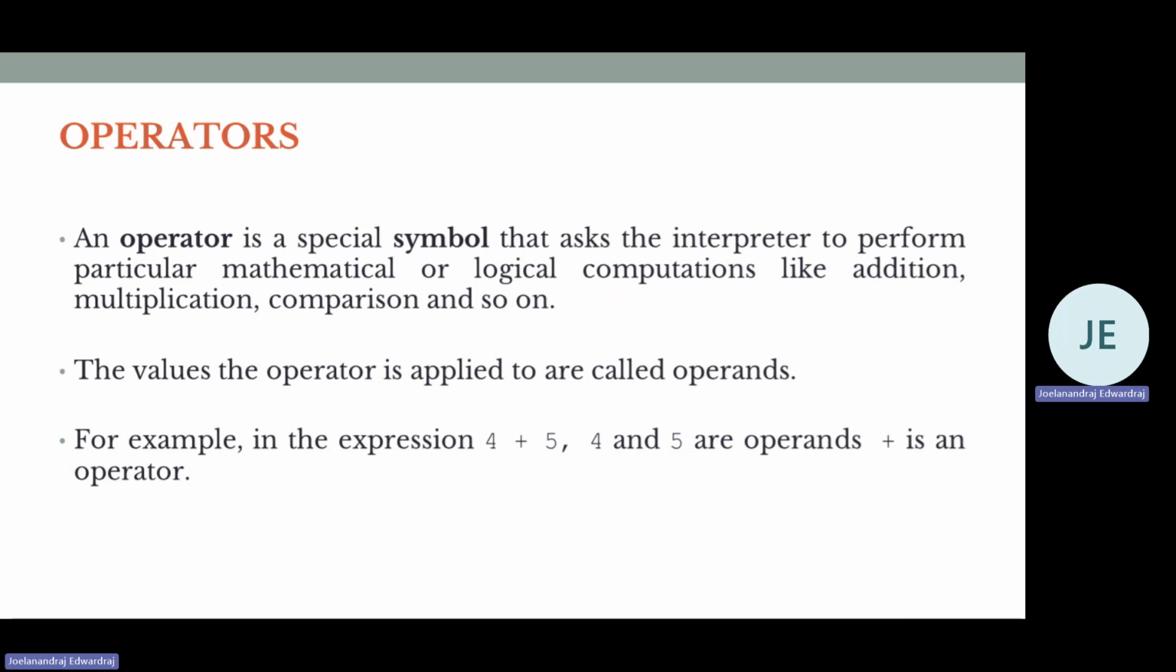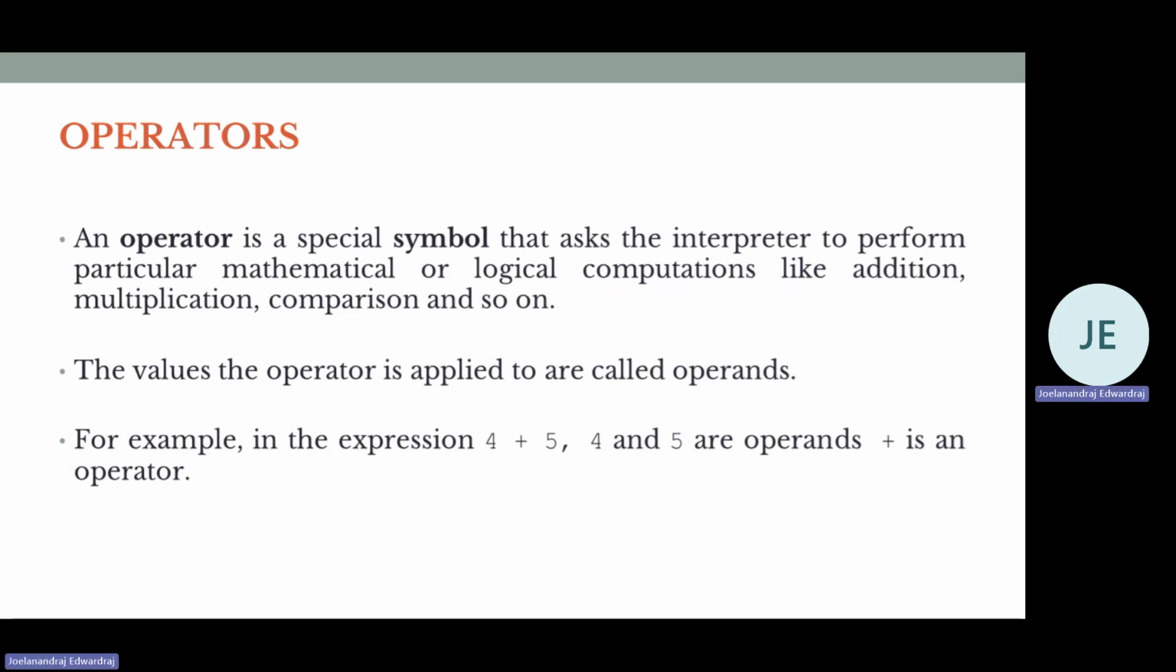The symbol has a very special meaning. Whenever an interpreter encounters this particular symbol, which is an operator, it understands that some kind of operation, some kind of computation has to be carried out. But what kind of operation has to be carried out depends purely upon that symbol. The values the operator takes and performs computation on, we call operands.